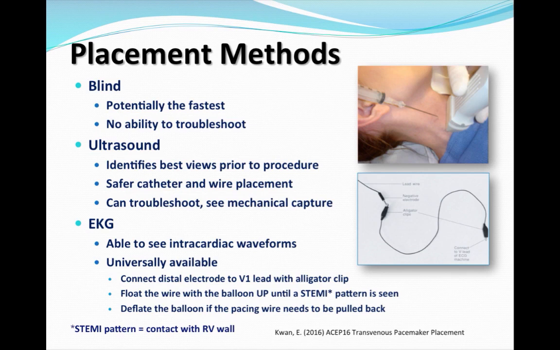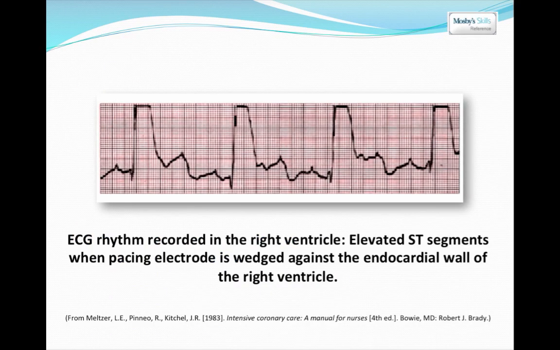With the EKG, we're able to see the intracardiac waveforms, and we have to use the alligator clip and connect it to the distal electrode of the V1 lead on the EKG machine as well, in order to see that pattern that looks like an injury pattern, or almost like an ST segment elevation MI. Here's a picture of that ST segment elevation, or that injury pattern that happens when the pacing electrode comes into contact with the right ventricle, or the endocardium.